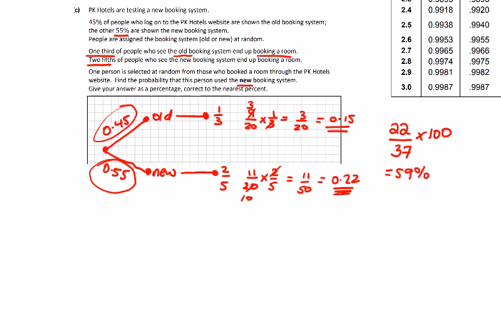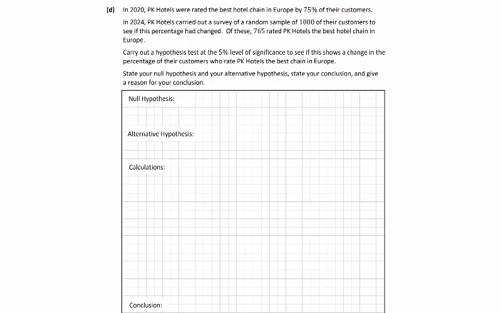So nice, easy questions in 2024 so far. In 2020, they were rated the best hotel chain by 75% of their customers. A random sample of 1,000, so n is equal to 1,000, and 765 of these, so 765 out of 1,000, which is now 0.765, rated it the best. Carry out a hypothesis test to see if there's any change.